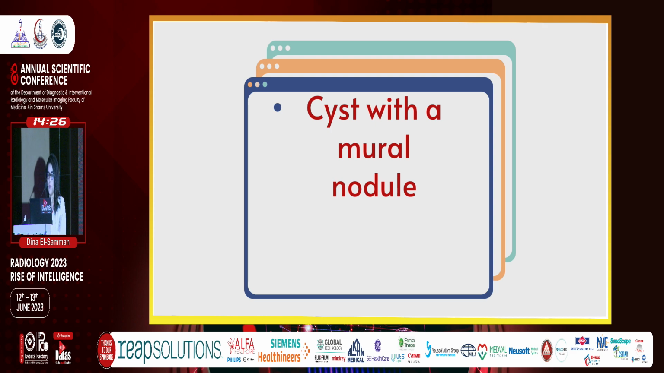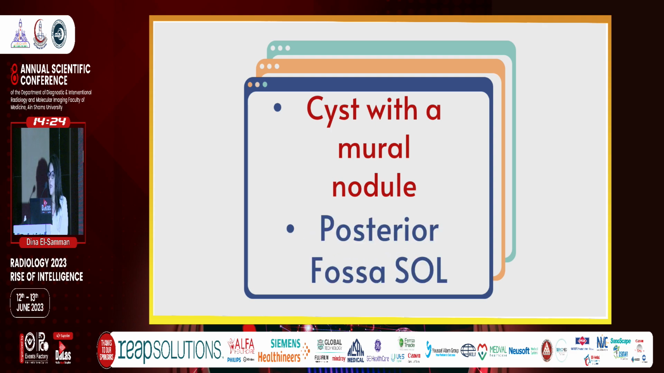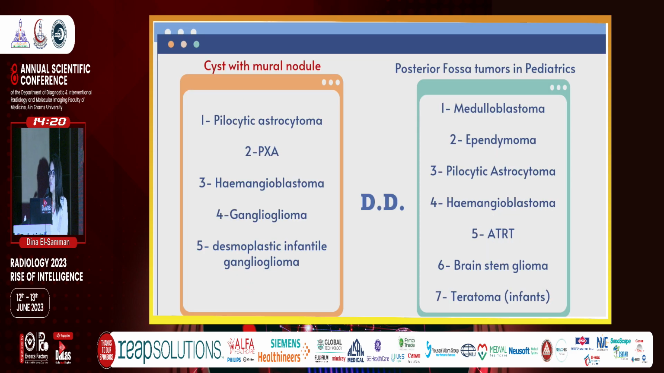a mural nodule, okay? Another piece of data is that we have a posterior fossa SOL. Those two data actually posed two important lists of differential diagnoses in front of our eyes, just before even putting a glass slide under the microscope. Those two lists are the list of a cyst with a mural nodule, including the pilocytic astrocytoma, the PXA, the hemangioblastoma, a ganglioglioma, desmoplastic infantile ganglioglioma.